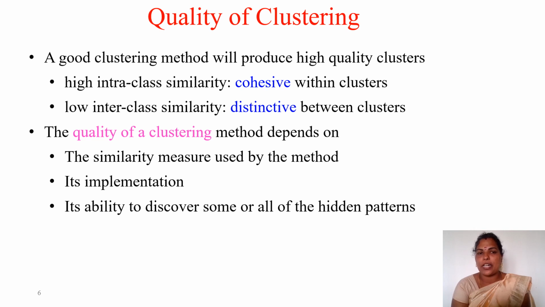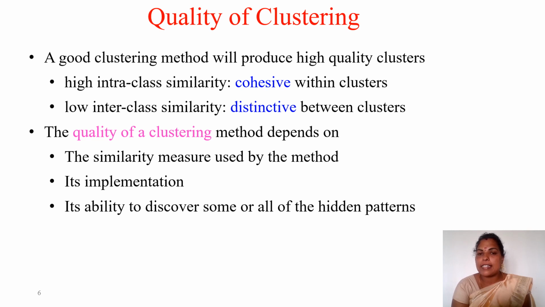So how we are measuring the quality of clustering means based on the high intra-class similarity, that is, it is cohesive within the clusters, and low inter-class similarity. So we always have to keep this in mind. Always a good clustering method will produce high quality clusters with high intra-class similarity as well as low inter-class similarity. Low inter-class similarity means it is distinctive between clusters.